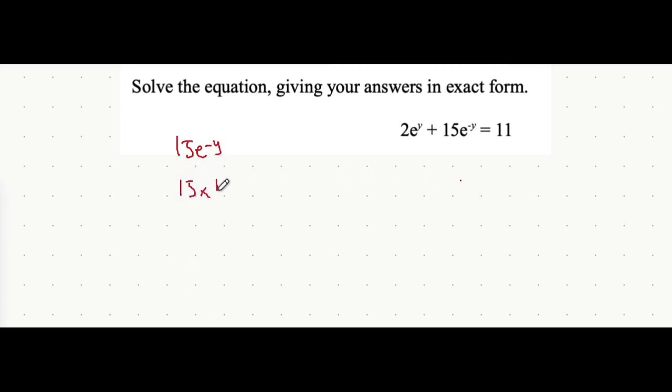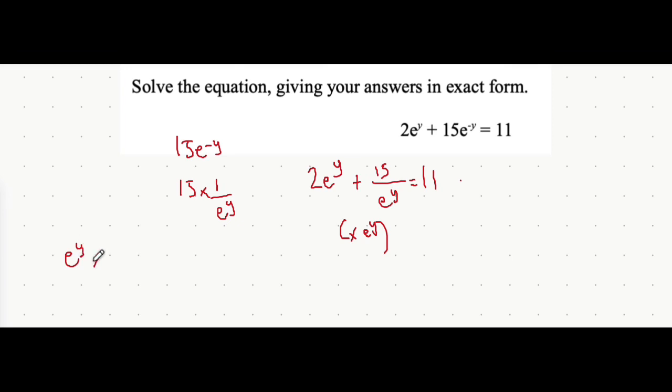So we can write this out as 15 times 1 over e to the y. We're going to write out this equation using that format, and I'll tell you why as soon as we do it right now. Perfect. Now, if you multiply each individual term by e to the y, first of all, e to the y times e to the y.